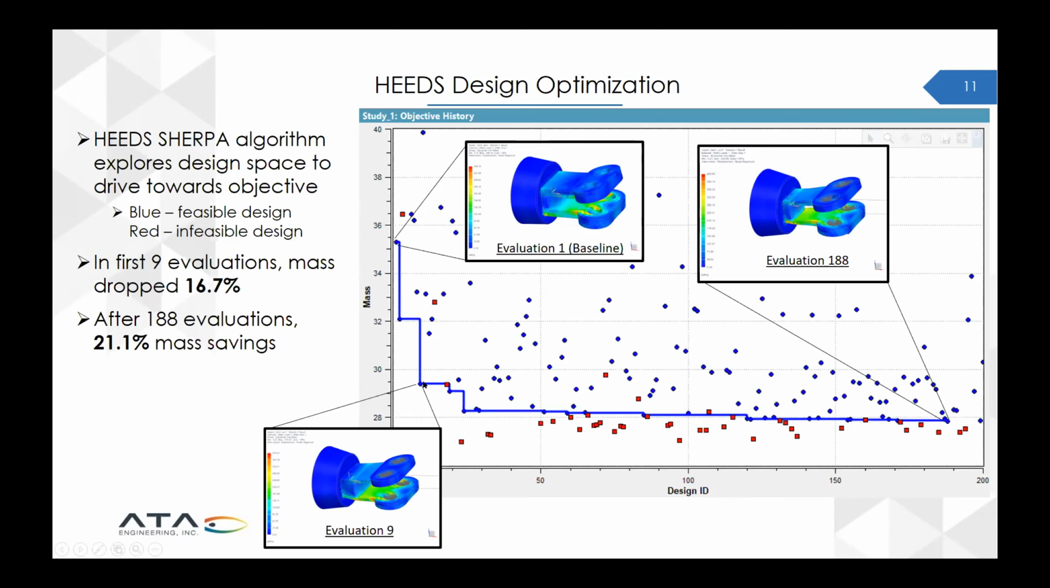You can see that in the first 9 evaluations, it found a design that had dropped the mass 16.7%. And then it just kept on chugging and finding better and better designs. After 188 evaluations, we find our best design, which is 21.1% lower mass than the baseline. Again, I just set it to stop at 200 designs, but maybe if we set it to 1,000, it might improve on this further.